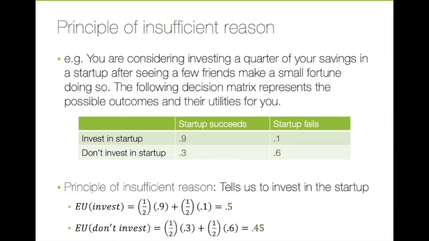And we get that expected utility by multiplying the utility of each outcome by its probability and adding those up for each choice. It turns out that the expected utility of investing is slightly higher at 0.5 than the expected utility of not investing at 0.45. So the principle of insufficient reason guides us to invest. But you might wonder, how likely is the startup to succeed? Maybe it only has a really small chance, and it doesn't make sense to think that the startup succeeding and the startup failing are equally likely.